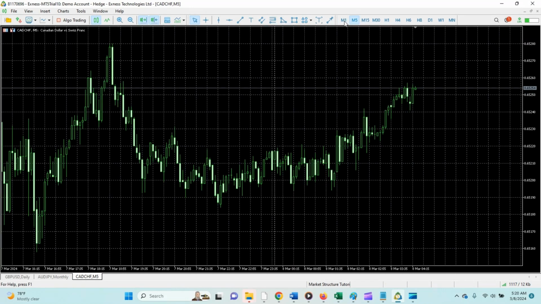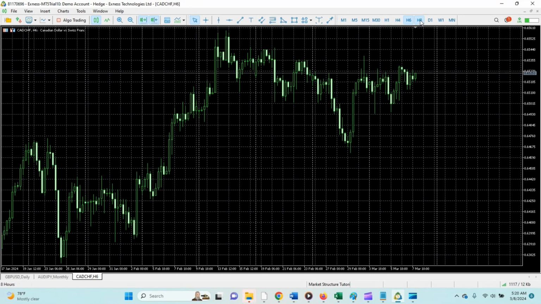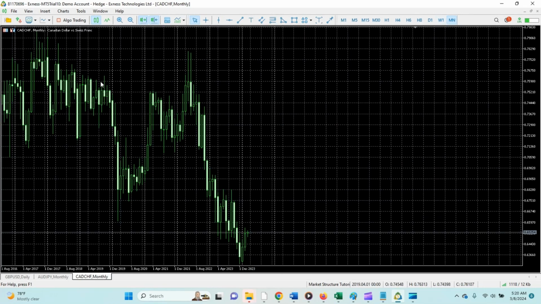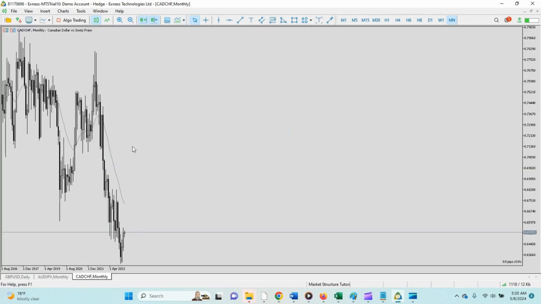So if you look at 1 minute chart, 5 minutes chart, the market will appear random. But when we go to the higher time frame, monthly time frame, let's begin to analyze with that. As usual, let me use my template, supply and demand. I'm a naked trader. I trade without much on my screen, so it's better.